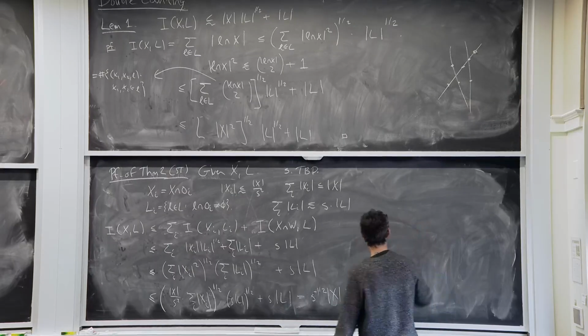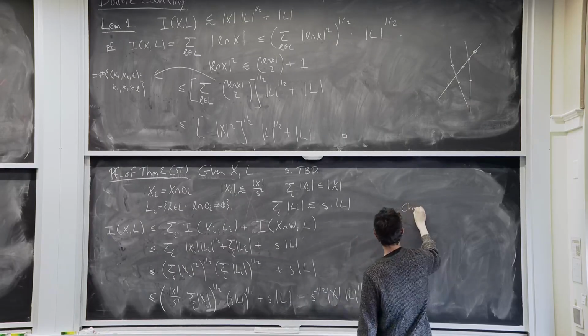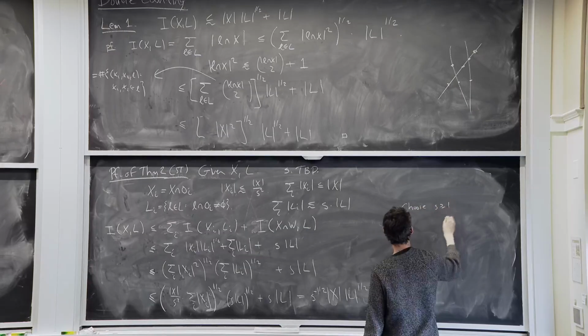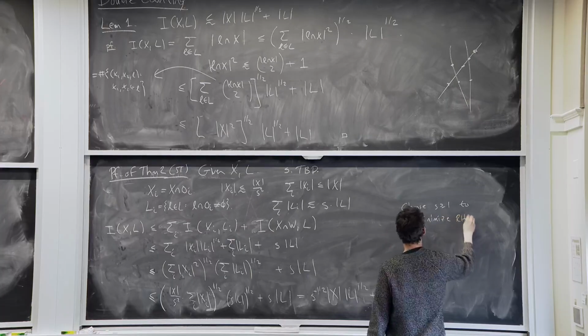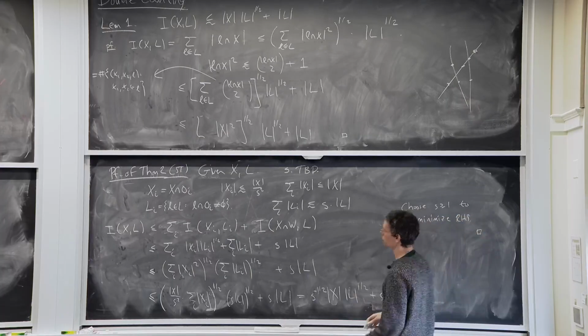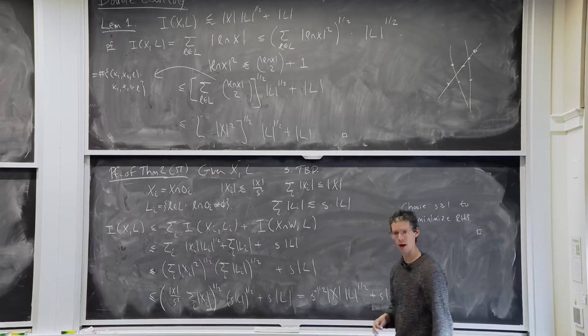OK, so at the end here, we just choose s greater than or equal to 1 to minimize the right-hand side. And if you do a little bit of algebra, you'll get out the Szemeredi-Trotter bound.